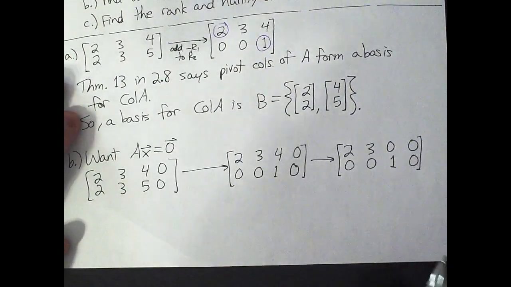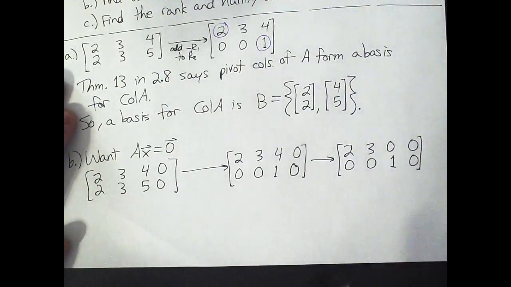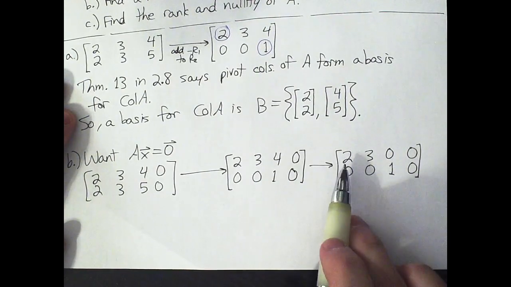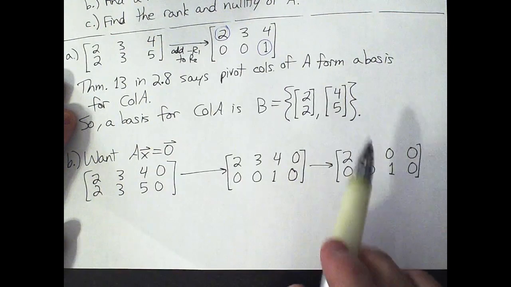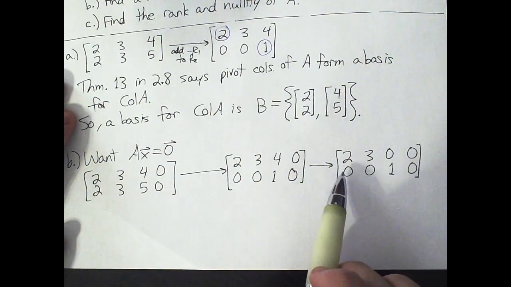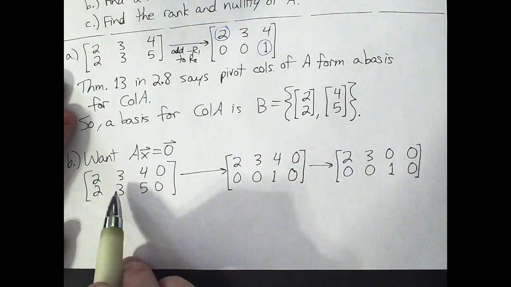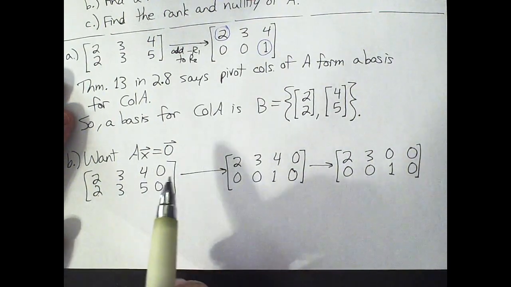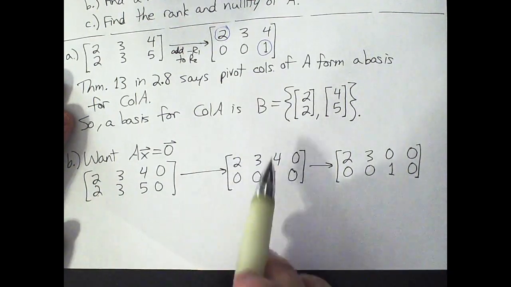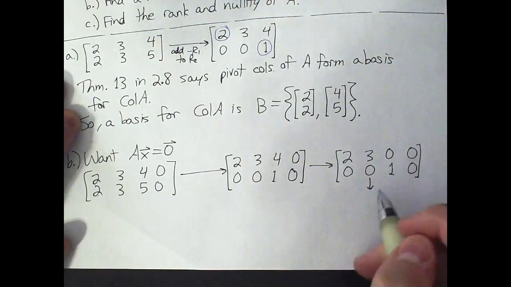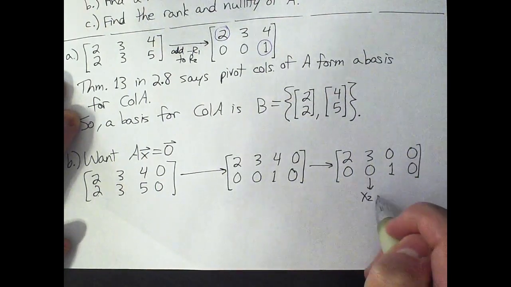I'm doing this to figure out where the free variables are. And I see that, similar to what we did in part A, I can tell where the pivots are. You know how when you do this, column 1, column 2, column 3 correspond to x1, x2, x3. So the fact that there's no pivot in this column is telling me that x2 is free.